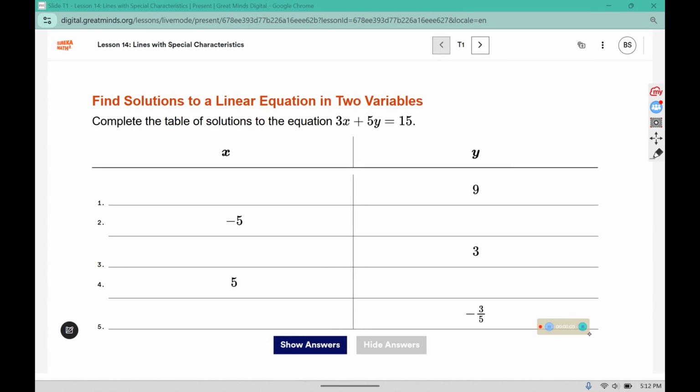Complete the table of solutions to the equation 3x plus 5y equals 15. So I'm going to start with number 2 and number 5, and then you can complete the rest on your own.